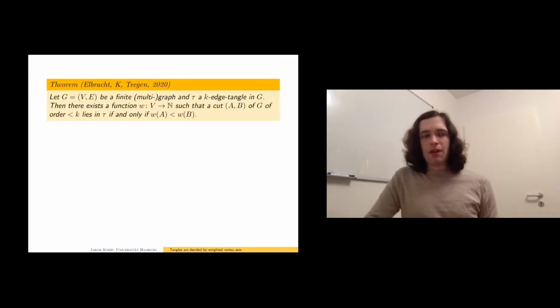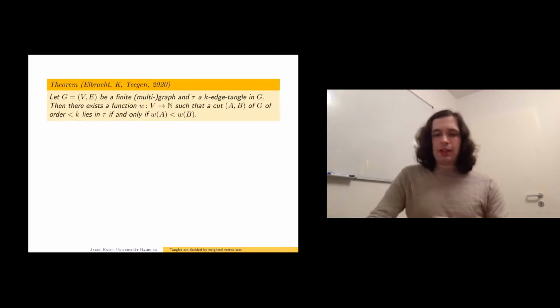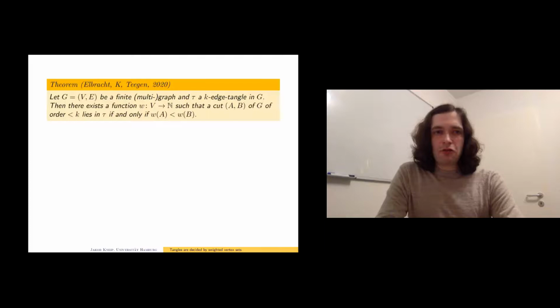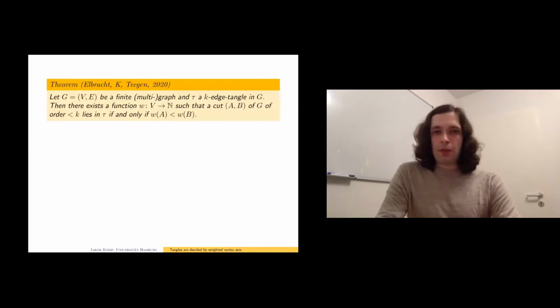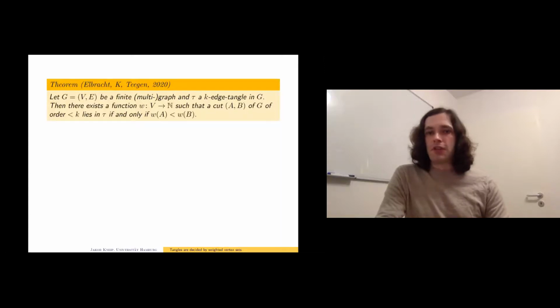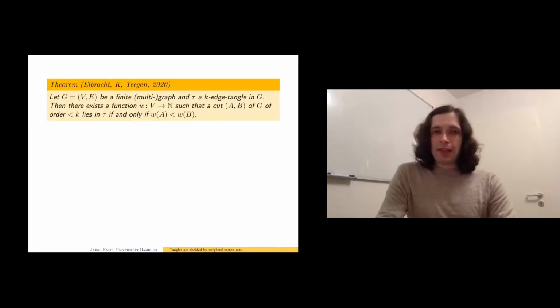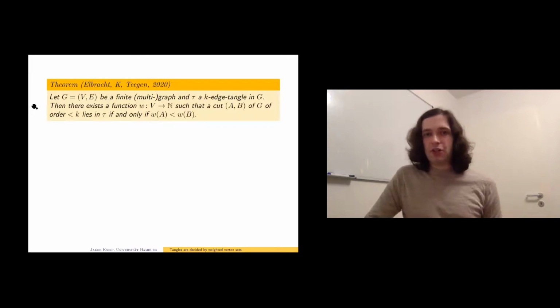So we are, again, not really interested in whether the graph is a multi-graph or not. But the edges should be normal graph edges, so pairs of vertices now. And then we can find a function, a weight function on the vertices, such that for each cut in our edge tangle, the big side according to the tangle is the side with higher total weight in this weight function.